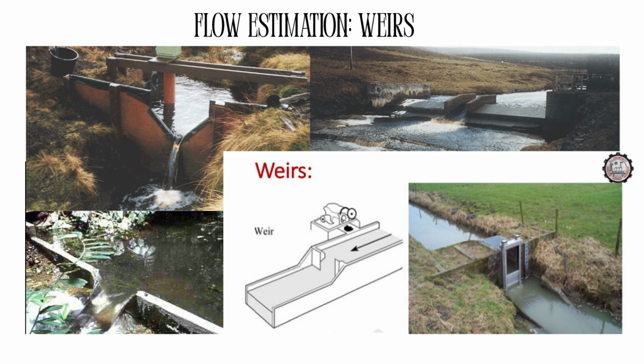A weir is a small structure, like a dam, built across an open channel or river, with a notch or opening that water flows over. By measuring the head of water, the height of water above the crest of the weir, we can calculate the discharge flow rate using hydraulic equations.